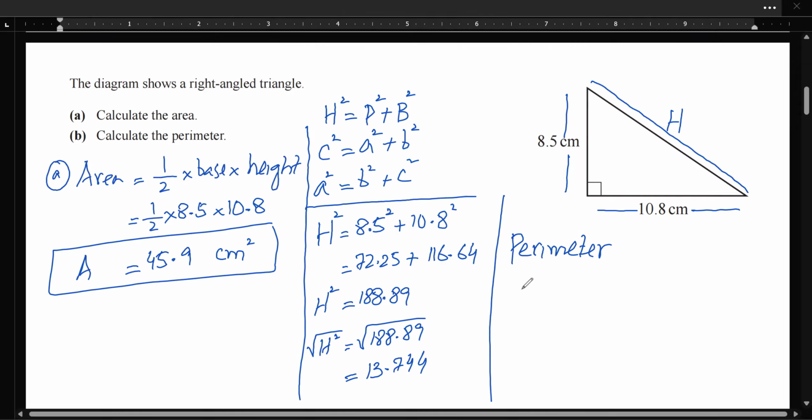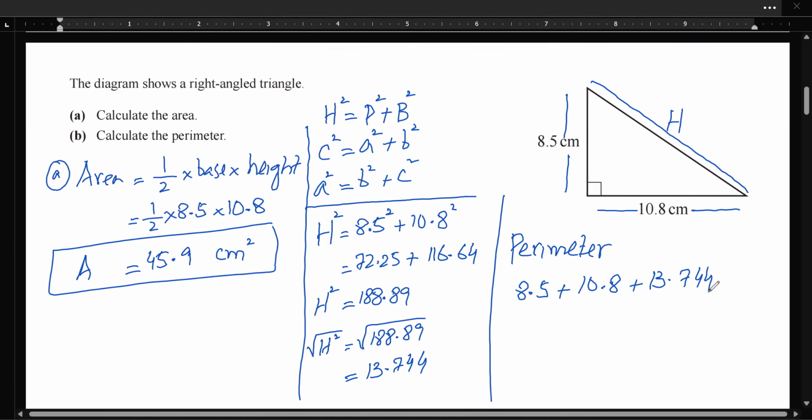we must add 8.5 with 10.8 with 13.744. Let's add them together. 8.5 plus, one minute, boys.